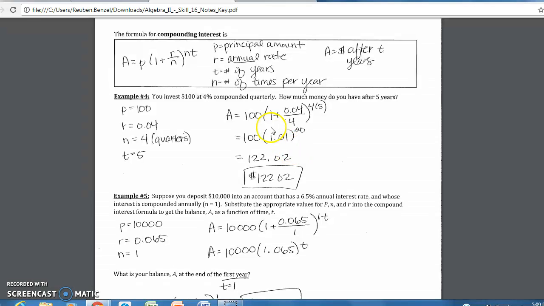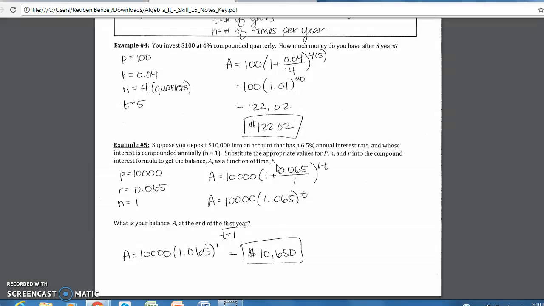So it'll be 100 times 1 plus 0.04 over 4. And remember, do the parentheses first, order of operations. So it's going to be 1.01 to the 20th, which is 4 times 5. And it would be $122.02. So you get $22.02 after 5 years at 4% on $100. So you could get like a free steak dinner at a restaurant or something like that.